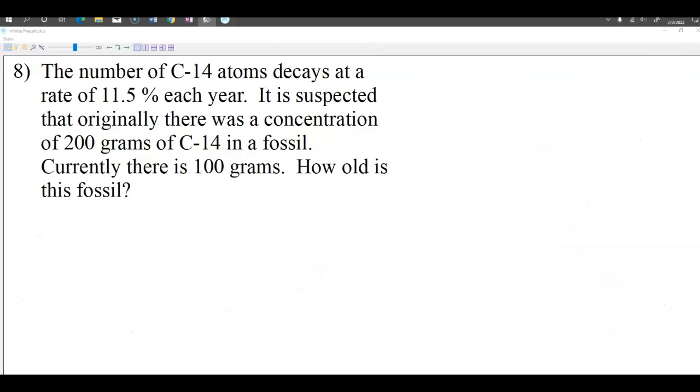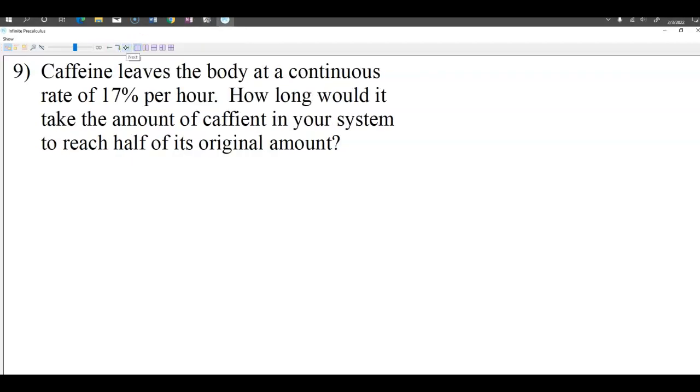All right, let's go ahead and do one more set here. Number 9, caffeine leaves the body at a continuous rate of 17% per hour. How long would it take the amount of caffeine in your system to reach half of its original amount? Okay, so notice it says continuous, so that means we're going to be using this formula.